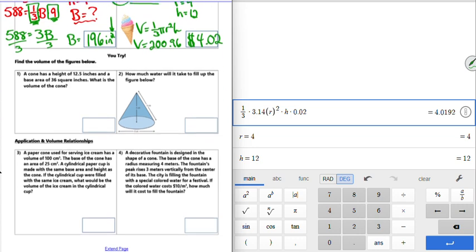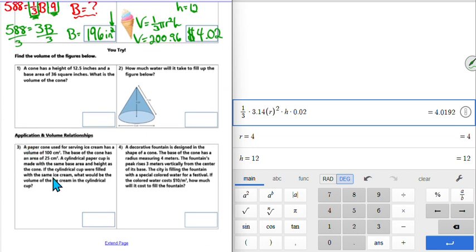All right, you should be able to do these 4 on your own. I want to point out something about number 3. We're relating a cone to a cylinder with the same base area and the same height. So they're basically the same shape. One is a cylinder, one is a cone. They have the same base area, so the same circle on the bottom, and the same height. Think about how the equations are related for the volume of each of those.